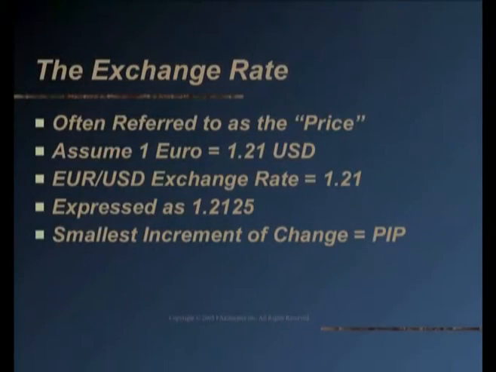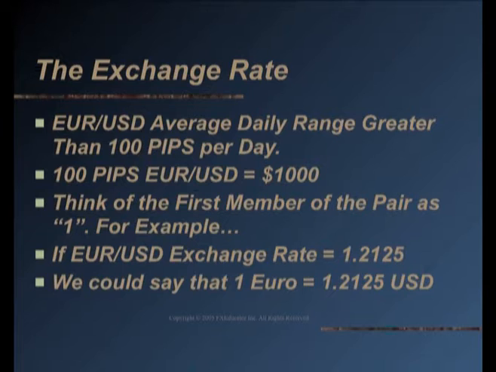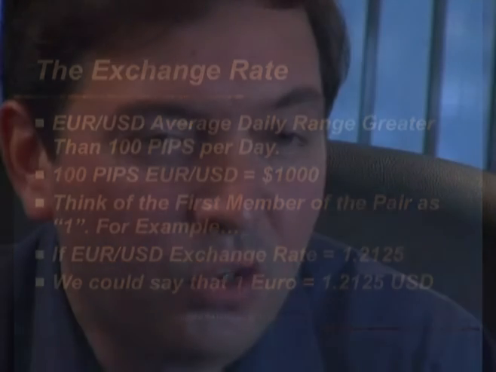And the smallest increment of change, that last place, that last digit, those are pips. So, for example, the euro-US dollar has an average daily range of approximately 100 pips per day. Now, in the currency market, if you're trading on a US dollar denominated account, 100 pips of the euro-US dollar currency pair is the equivalent value of 1,000 US dollars.